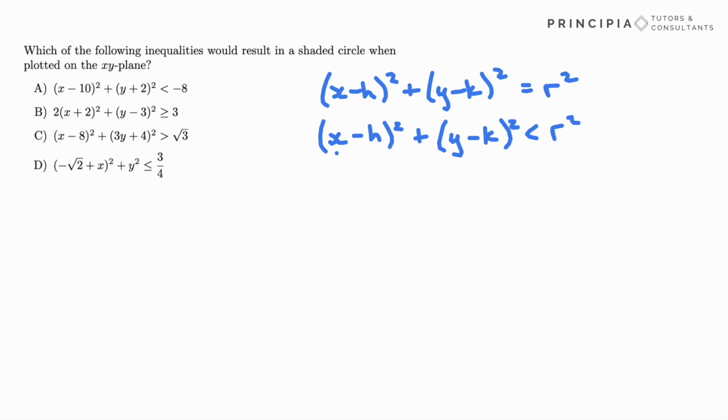Okay, so the H and the K are not the problem, and there's nothing strange going on here, but the right side of the inequality is an issue, because this is implying that -8 has to be equal to r squared, which would mean that r is equal to the square root of -8. Clearly, this is an issue because this is implying that this curve has a radius that is not real. This is not a real number.